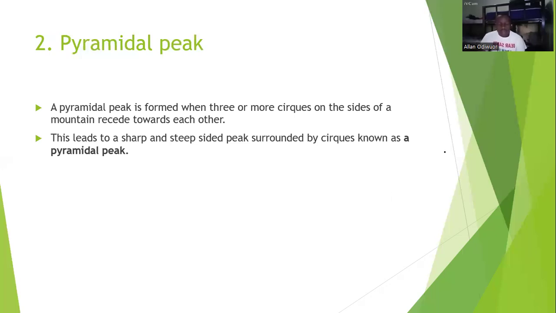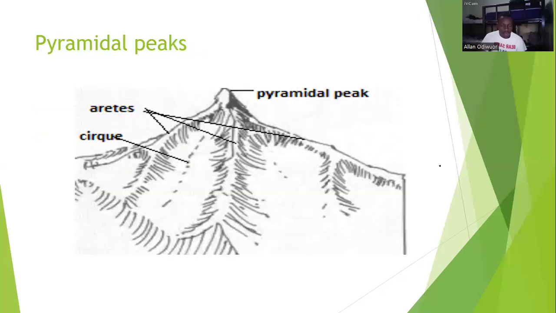Number two, we have a pyramidal peak under highland features. A pyramidal peak is formed when three or more cirques on one side of the mountain recede towards each other. Now, this leads to a sharp and steep-sided peak surrounded by cirques. Now, this is the diagram of a pyramidal peak. You see now, it has a sharp edge.